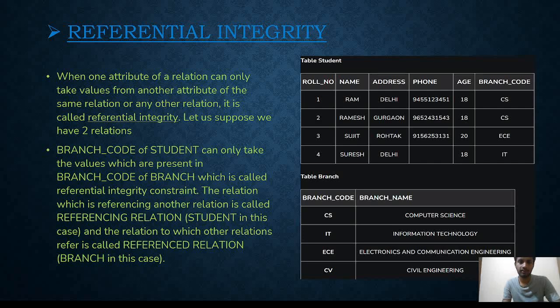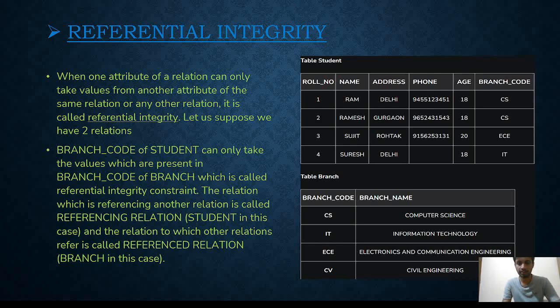Finally, we'll end the session with this final topic, referential integrity. When one attribute of a relation can only take values from another attribute of the same relation or any other relation, it is called referential integrity. Let us suppose we have two relations. Branch code of student can only take the values which are present in branch code of branch, which is called a referential integrity constraint. The relation which is referencing another relation is called the referencing relation, student in this case. And the relation to which other relations refer is called the referenced relation, branch in this case.